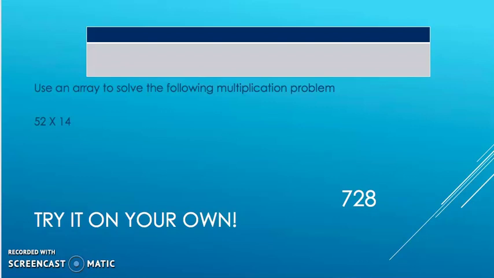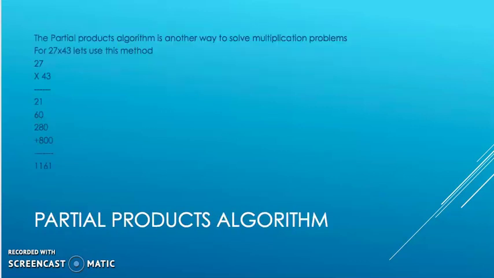Now that we've tried it on our own, you can pause and come up with your own multiplication problems to practice more. But we're going to continue the video by moving on to our next method. Our next method for multiplication is the partial products algorithm. The partial products algorithm is another way to solve multiplication problems. For 27 times 43, let's use this method.